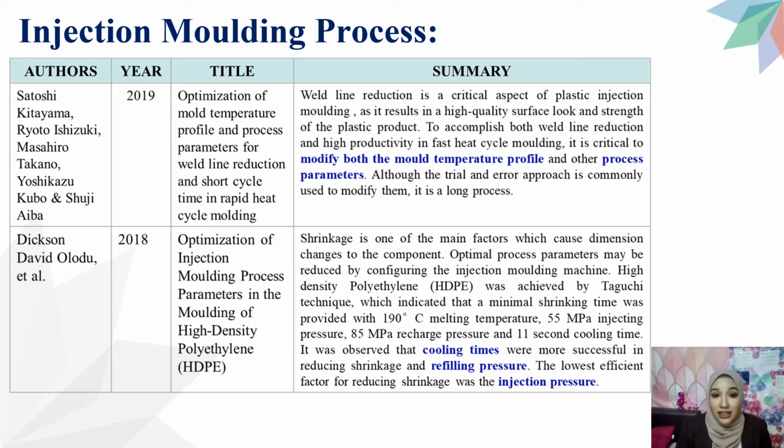Next is the study on optimization of injection molding process parameters in the molding of high-density polyethylene, HDPE, by Dixon David Olado et al. in 2018. Shrinkage is one of the main factors which cause dimension changes to the component. Optimal process parameters may be determined by configuring the injection molding machine. It was observed that cooling time was most successful in reducing shrinkage, followed by refilling pressure. The least effective factor for reducing shrinkage was the injection pressure.